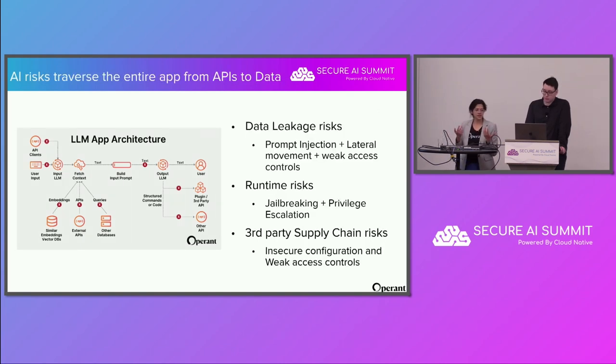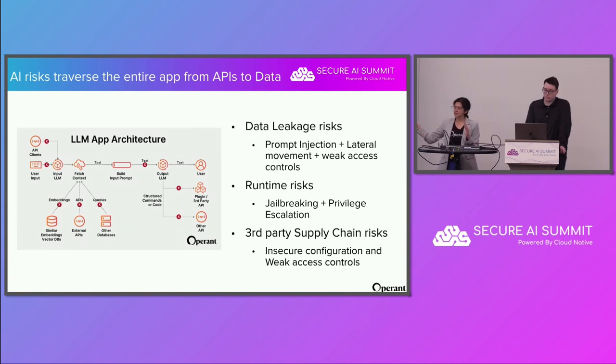So, what does this look like from a security risk standpoint? Taking the previous example again, we can see a prompt injection attack that comes in through the input LLM, which basically makes the input LLM fetch additional context in an unexpected way from the vector databases or third-party APIs, which then gets added to the system prompt and then gets processed by the output LLM. So the risk is kind of laterally moving through the system.